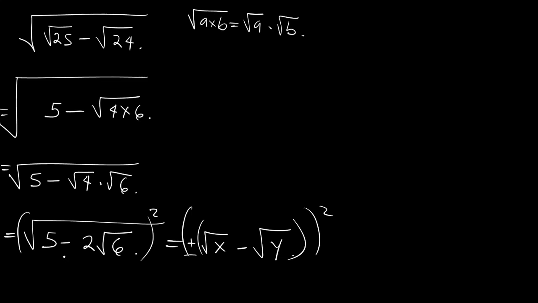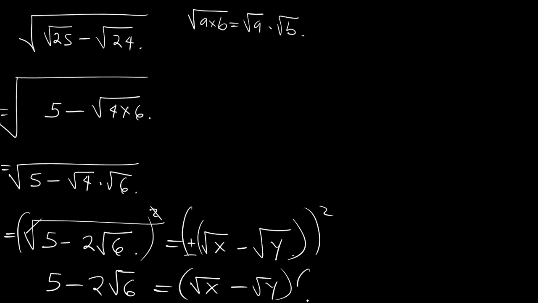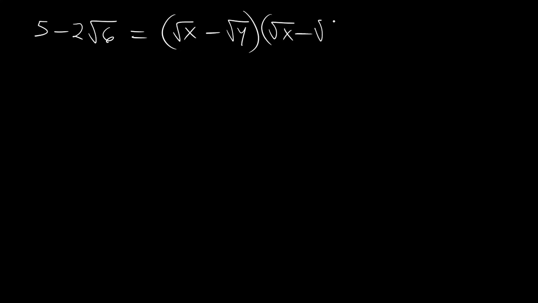If you square both sides of the equation, the square will remove the square root. So here now you have 5 minus 2 root 6. Then if you square this, definitely this plus or minus will go off. Now you have the square root of x minus the square root of y times the square root of x minus the square root of y. So now we have 5 minus 2 square root of 6 is equal to the square root of x minus the square root of y times the square root of x minus the square root of y.